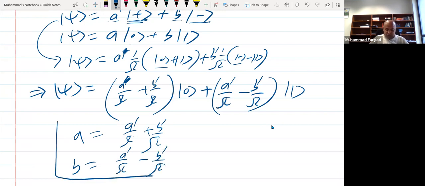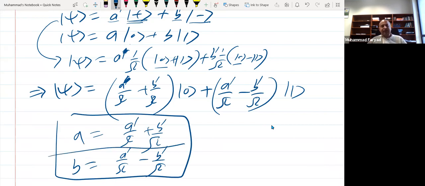Now you see these are two simultaneous equations. A and B are known, but A prime, B prime are not known. You can solve these two equations and you will have the values of A prime and B prime known to you. And then essentially you have been able to express your state psi in terms of the plus and minus states. So we can equivalently express our states in terms of any basis, and we can go from one basis to another basis in the same way.